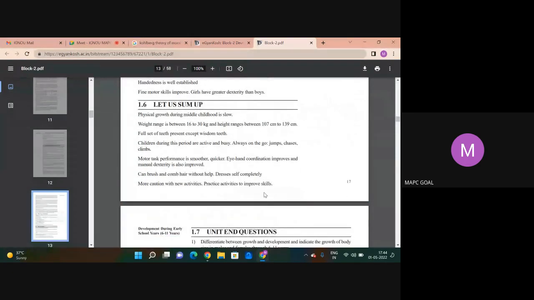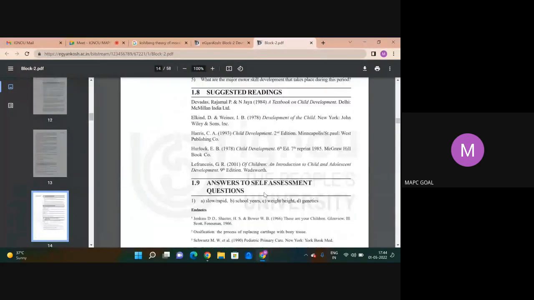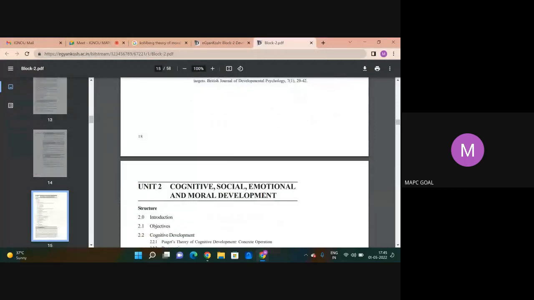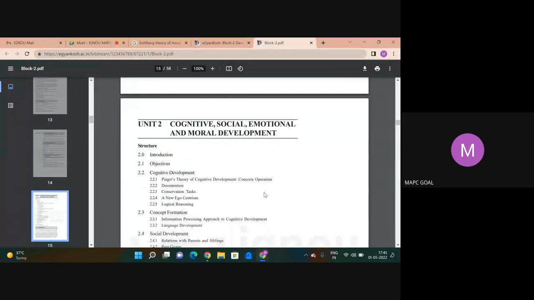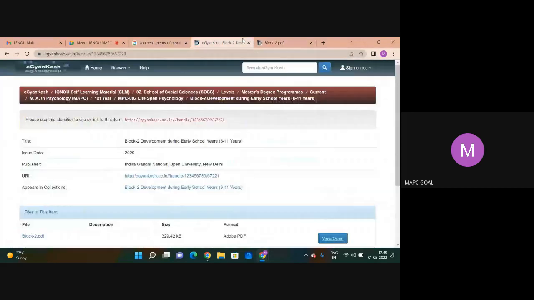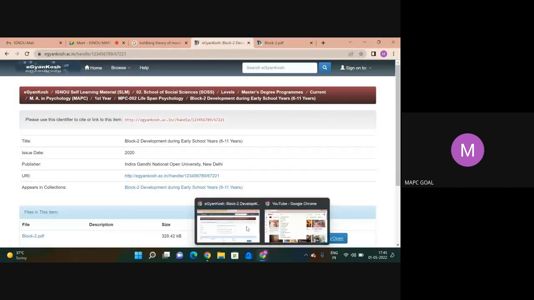So here is the summary. You can look at this. So that is unit one. Now when it comes to unit two, before that we can have a video also on what exactly happens in ADHD.